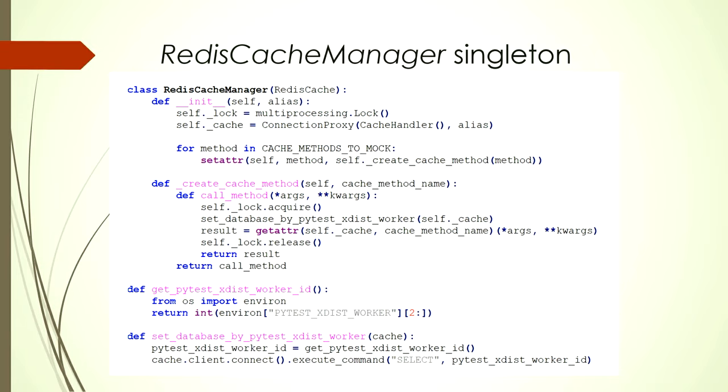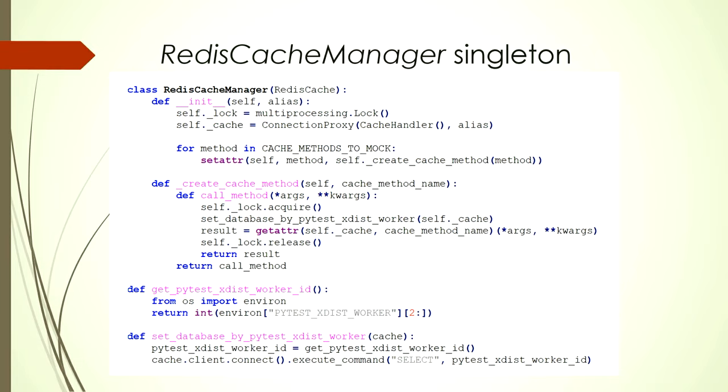So one of the main classes used in the implementation here was the Redis Cache Manager, which is essentially a singleton pretending to be a Redis cache. When you run a method for the Redis Cache class, it's acquiring a lock, setting the database for the cache object according to the PyTest Xdist worker ID. That means every test queue is going to be working with a different cache database. Then we get the result from running the corresponding method, release the lock, and return that result.